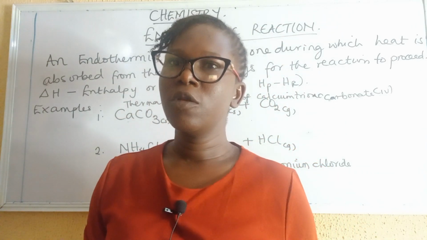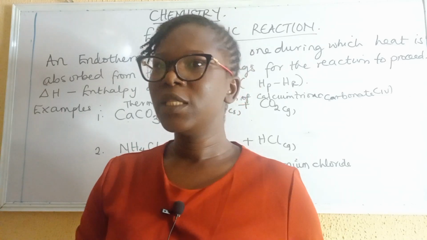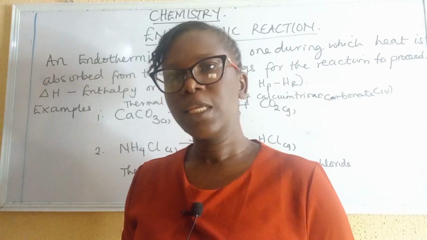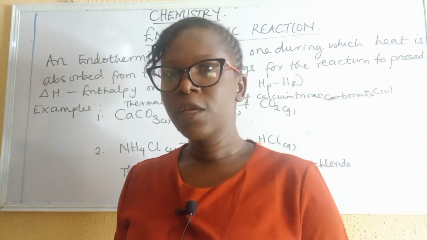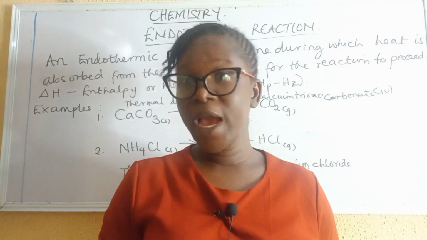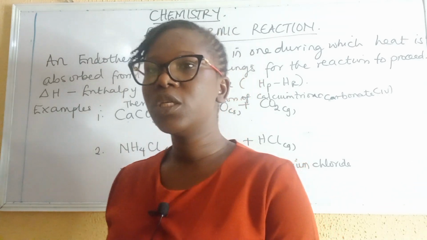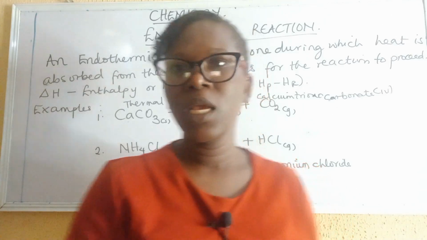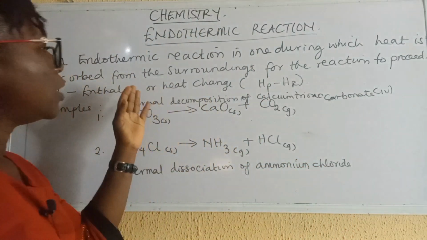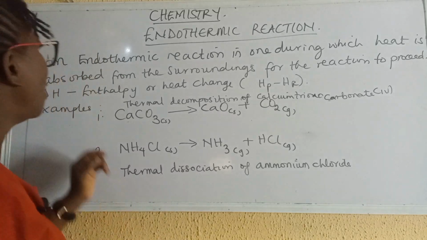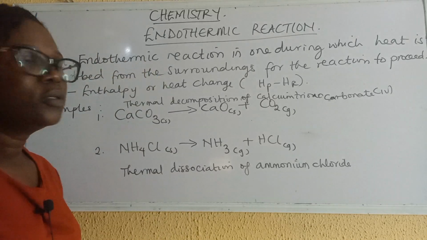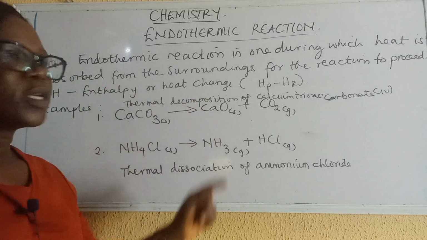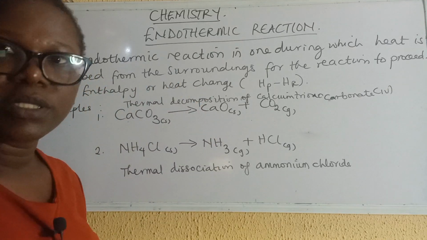At the beginning, there is low heat, so there is need for an external supply of heat. Then at the end, there is more heat. So the heat of the reactant will be very low compared to the heat of the product, because there's a need to absorb it at the beginning. And so let's quickly look at the definition. An endothermic reaction is a reaction in which heat is absorbed from the surroundings for the reaction to proceed.